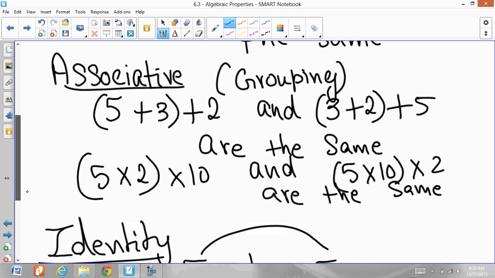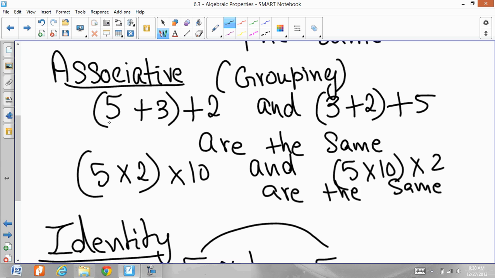Associative property is actually the grouping property. So where you have three numbers, so 5, 3 and 2, switching these numbers around does not change the value. 5 plus 3 gives you 8, 8 plus 2 gives you 10, and if I switch them around, 3 plus 2 gives you 5, 5 plus 5 gives you 10, 10 and 10 are still the same. So associative property, think of them as three associates. And the same associative property can also work for multiplication. So 5 times 2 times 10 will be the same as 5 times 10 times 2. They will both give you the same answer.